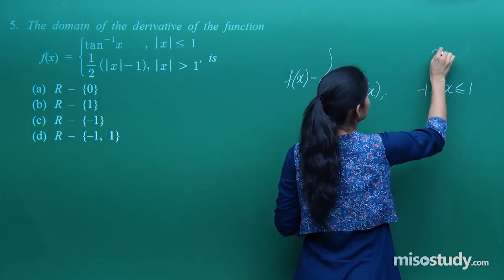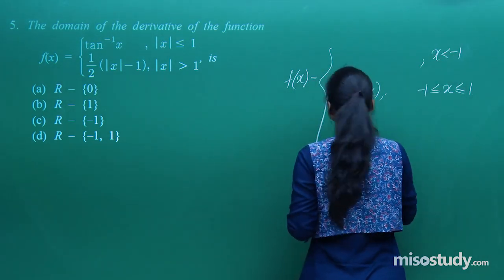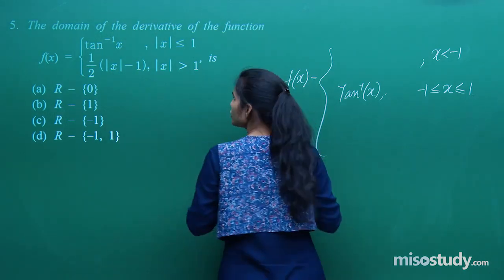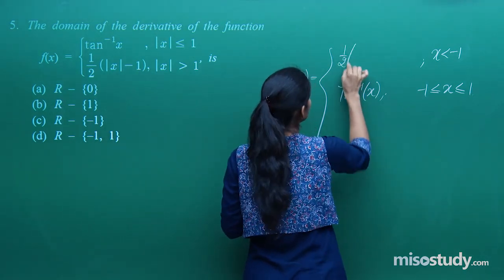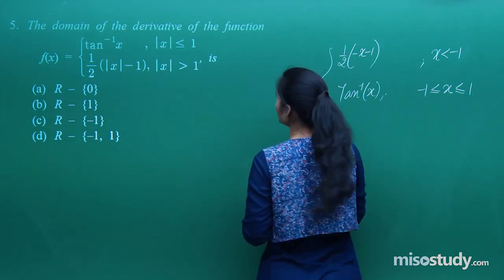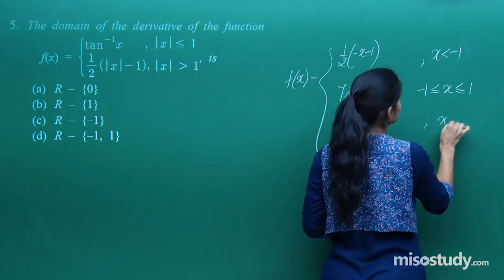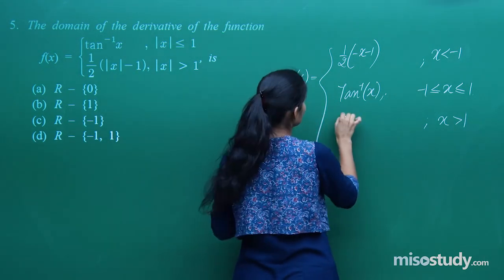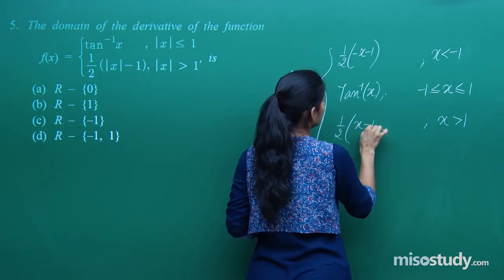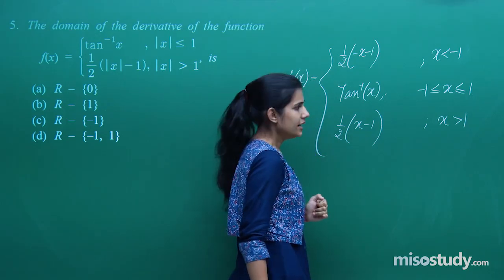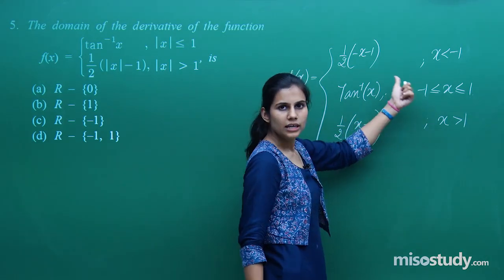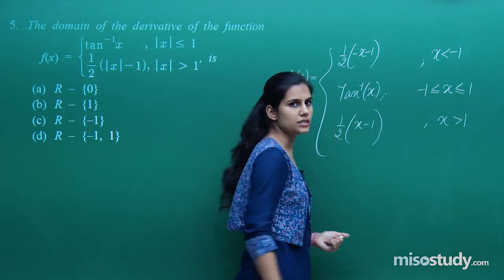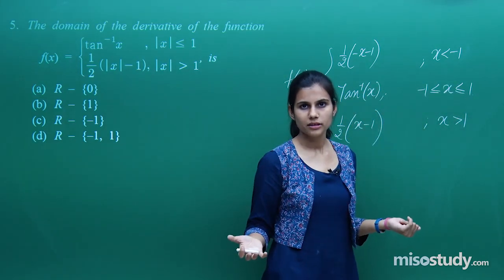When x is strictly less than minus 1, then x is negative, so mod x will be minus x. So this definition will be 1 by 2 into minus x minus 1. Similarly, when x is greater than 1, that means x is positive, mod x is x, so you get 1 by 2 into x minus 1. If you carefully observe individually in these ranges, these functions are continuous as well as differentiable, right?